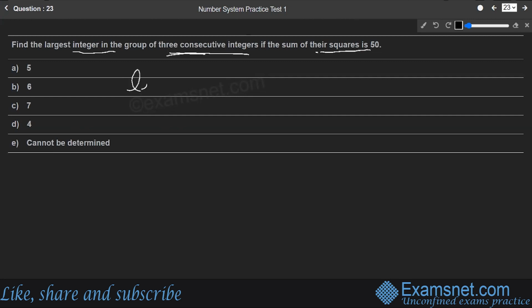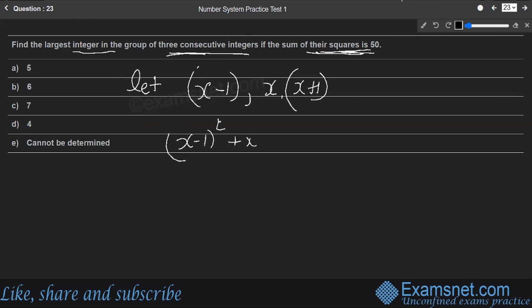So let me choose the three consecutive numbers. If they are consecutive numbers, they have to be at a gap of 1: x minus 1, x, and x plus 1 I have chosen. Why have I done that? So that when I add them, things become easy for me to solve. He says find the largest number in the group of three consecutive integers if the sum of their squares is 50. So let us find the sum of their squares: (x minus 1) whole square plus x square plus (x plus 1) whole square. He says the sum of these squares is 50, so let us equate this to 50.